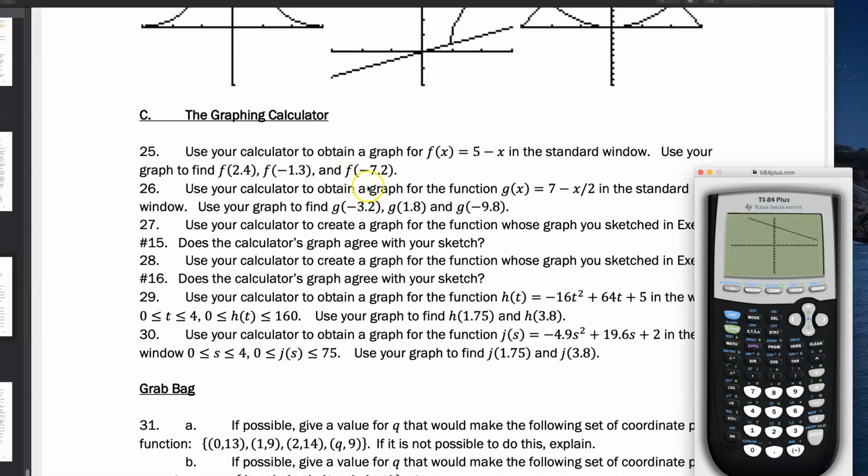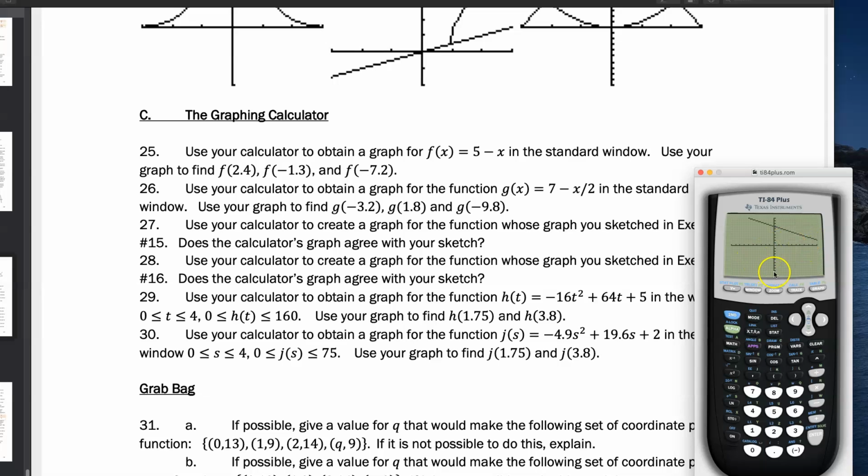Which again, what does this mean? This means what is the output value at an input value of negative 3.2? What is the output value when we have an input of 1.8? And the same for the last one here. What is the output at an input of negative 9.8? So we come across on the input axis and find what's the output, right? We tilt our head up and down to see what's the height of the graph to find that output.